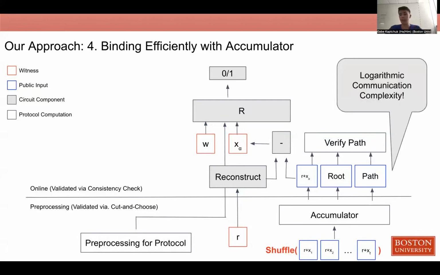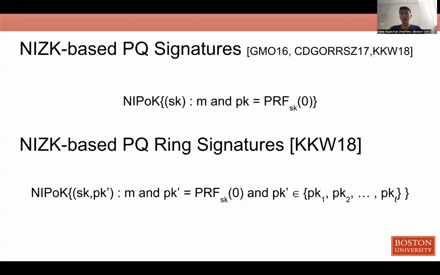And you'll notice that the big idea here is that we've taken the Merkle tree verification and moved it outside of the circuit. And importantly, this gives us logarithmic communication complexity, right? Because R plus X alpha and root are both constant sized, but path here is logarithmic in L. So to see how this works out, let's look at NISQ-based post-quantum ring signatures from symmetric key assumptions. These are a primitive that have been known and used in the last couple of years and are represented in the NIST PQC competition that just finished.